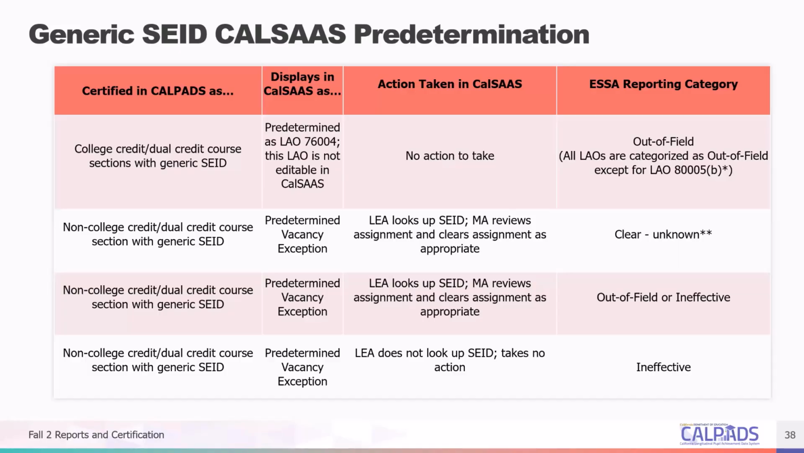Now, any other instance of the use of generic SEID 999, if you look at displays in CalSAS as, the last three rows are predetermined vacancies. That's any non-college course reported with a generic SEID, right? There are ways to clear this predetermined vacancy. You can look the SEID up and report it later during the monitoring process. There may be no action to take if the SEID is or not credentialed. The teacher might be identified as out of field or ineffective.